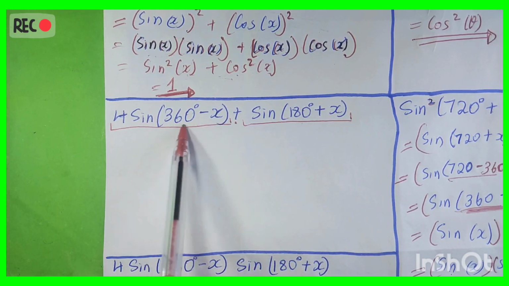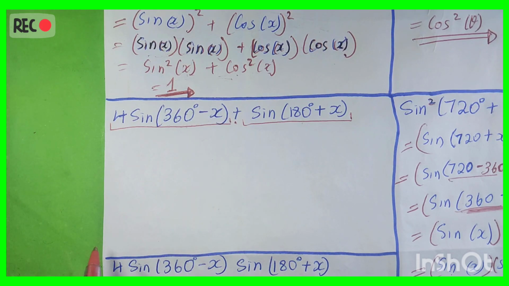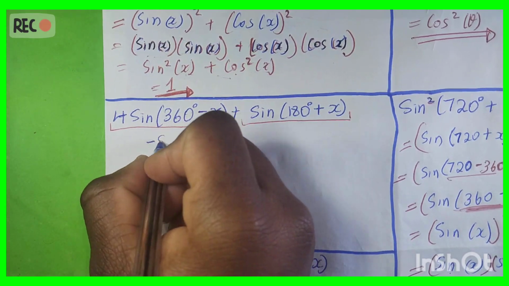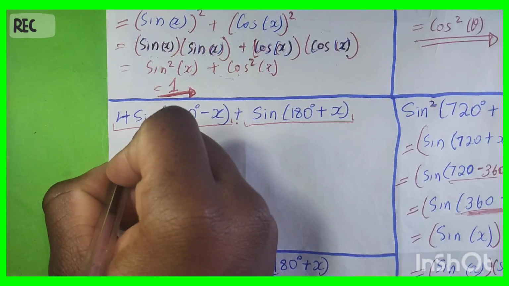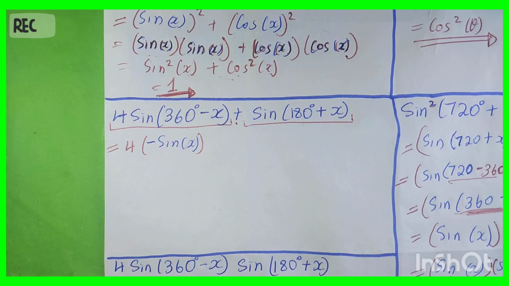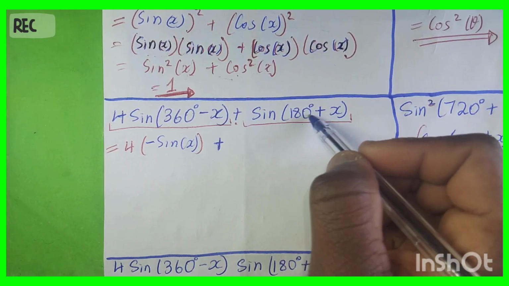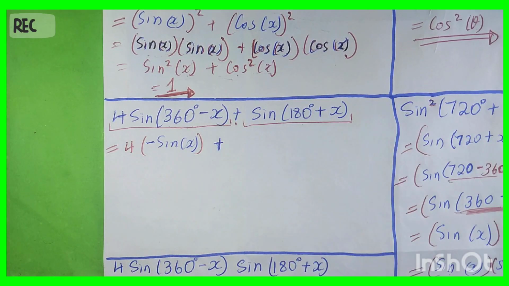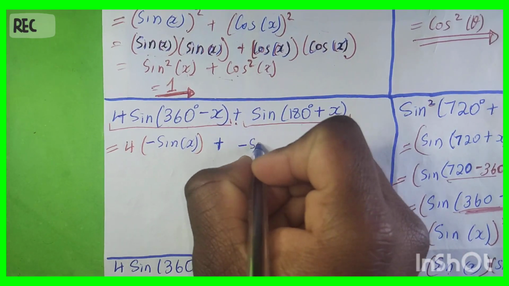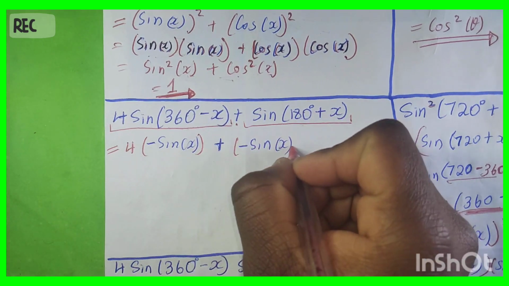In simplifying this one, I know this is a position on the fourth quadrant, and there on the fourth quadrant, I know that sine is negative. I can just put this one here, and at the same time here I've got plus. And this one is on the third quadrant, and sine there is also negative, meaning negative sine x, but they must be inside a bracket.